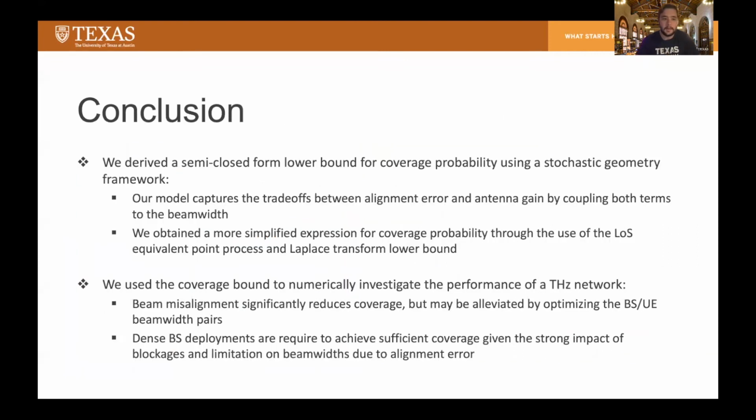To conclude, in our work we have modeled a terahertz cellular network that considers the effects of beam misalignment, and we've used this model from a stochastic geometry point of view to derive a lower bound on the coverage probability, which is pretty tight. Using this lower bound, we're able to investigate the performance of a terahertz network numerically and confirm that indeed beam misalignment is a significant concern, and also that dense base station deployments are required to achieve sufficient coverage given the strong impact of both blockages and beam misalignment.